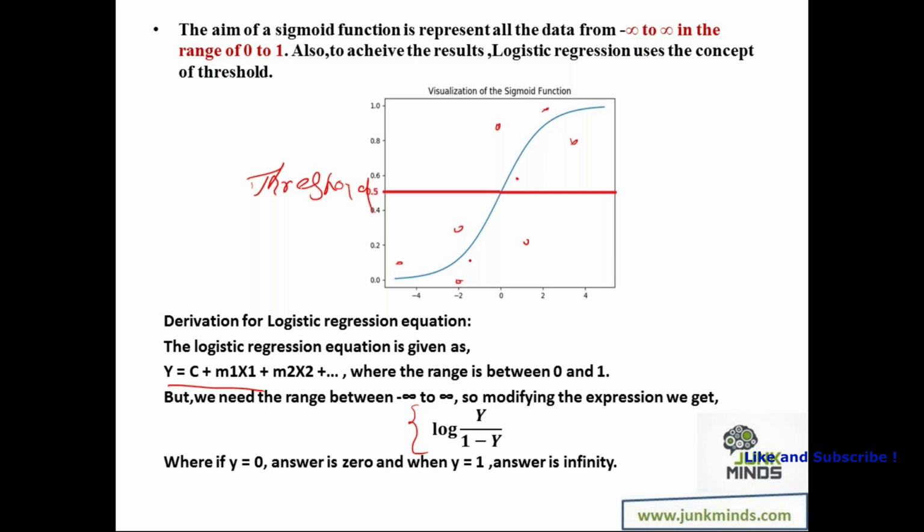Once you plot this, if any point is plotted above the threshold, my answer would be, say, yes or true or 1. And anything which is below the threshold, our answer would be no, or false. So please understand this.